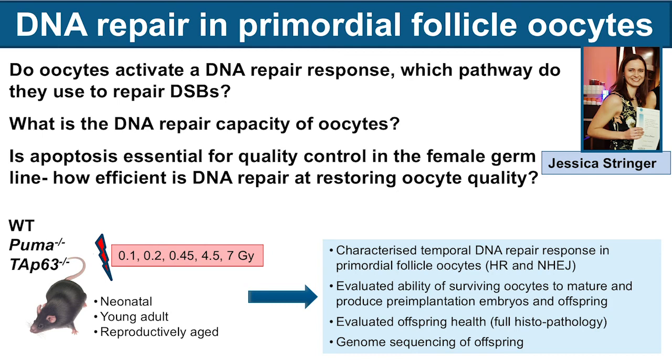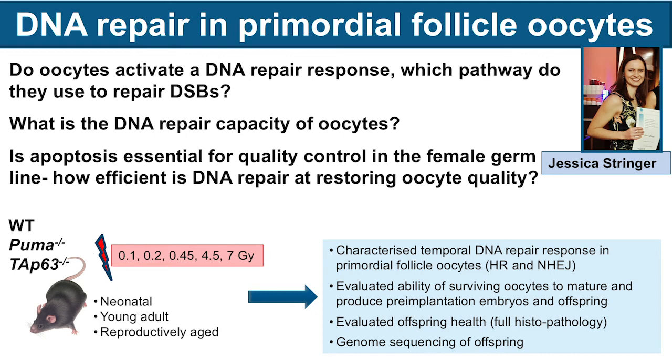And to do these studies, she's been using similar mouse models to what I've just been talking about. So wild-type animals, Puma knockouts, and P63 knockouts. And really the Puma and the P63 knockouts were found to be essential for this study, and that's because these oocytes can't undergo apoptosis. So it gives us time to be able to determine whether they can actually initiate repair processes.